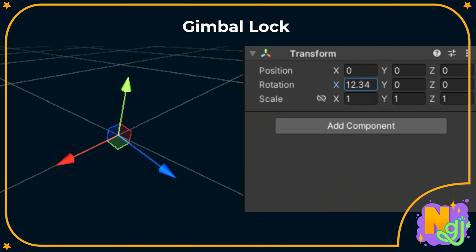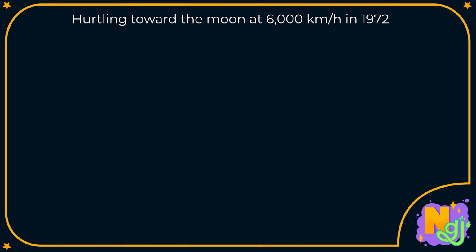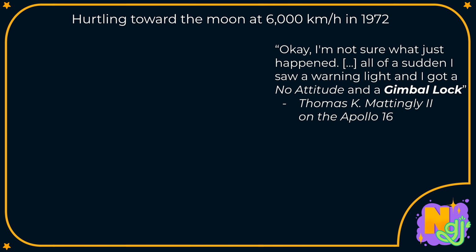OK, so Gimbal Lock in games, I haven't found it like that big of an issue in practice. But let's say you're hurtling toward the moon at 6,000 kilometers an hour in 1972, and you are an astronaut, and you have to make the call to talk to Houston and say, OK, I'm not sure what just happened. All of a sudden, I saw a warning light, and I got a no attitude and a gimbal lock. That was Thomas K. Mattingly II on the Apollo 16. So they were doing the moon landings.